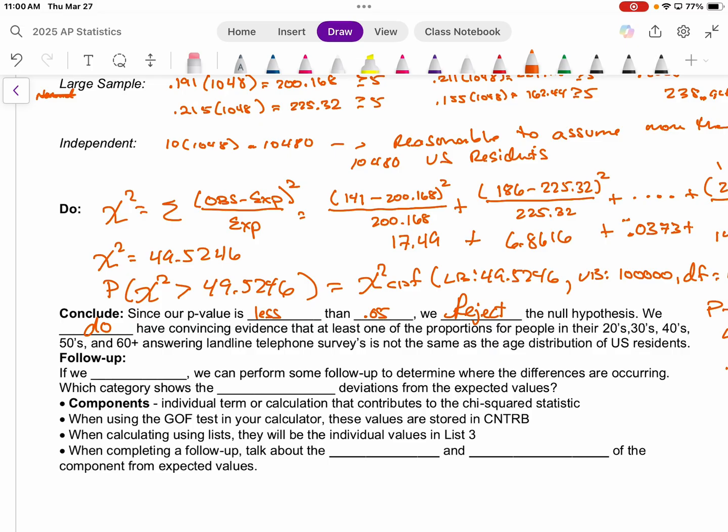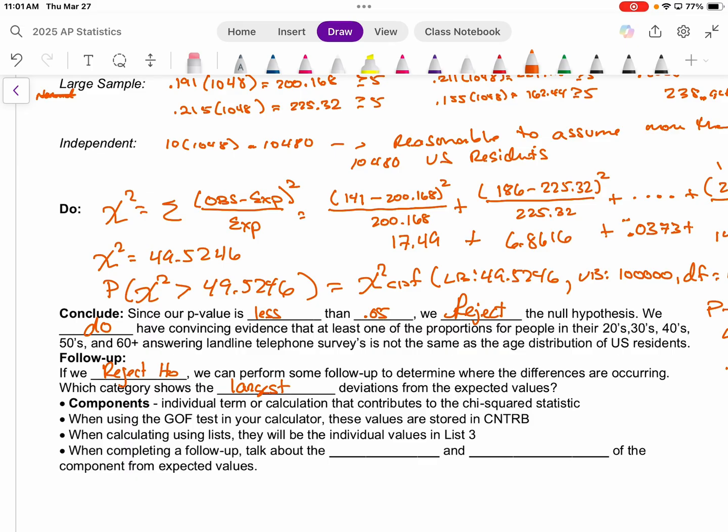Now, they always ask us little sidebar questions. If we reject the null hypothesis, we can perform some follow-up to determine where the differences are occurring. Which category shows the largest deviation?